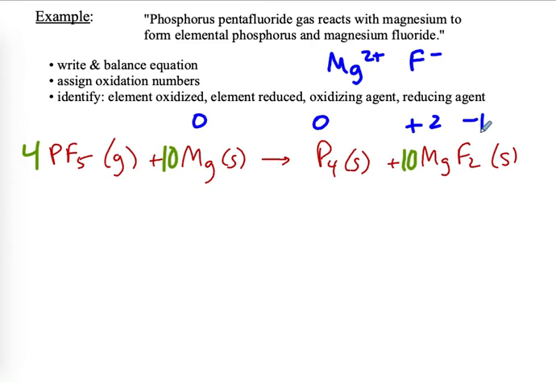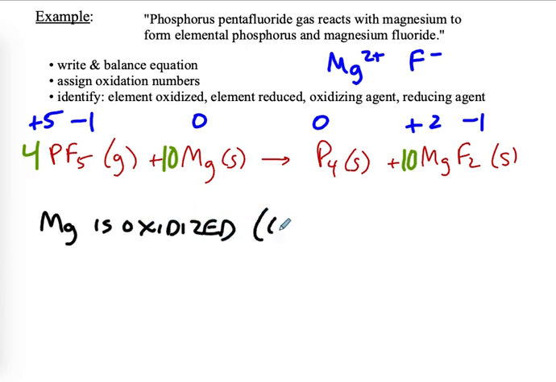On the reactant side, phosphorus pentafluoride is a binary molecular compound. Fluorine, the more electronegative element, takes an oxidation number equal to the charge on the anion it usually forms, which is -1. And for the sum of the oxidation numbers to equal 0, phosphorus must have an oxidation number of +5. So now, who is being oxidized? Oxidation is defined as an increase in oxidation number. Clearly, the element being oxidized is magnesium. Magnesium is oxidized because its oxidation number is going from 0 to +2.